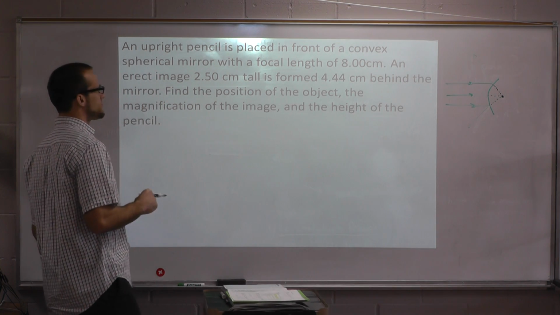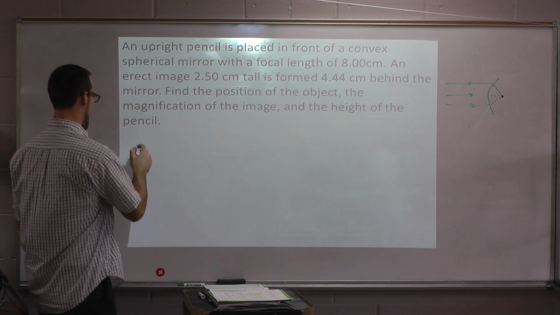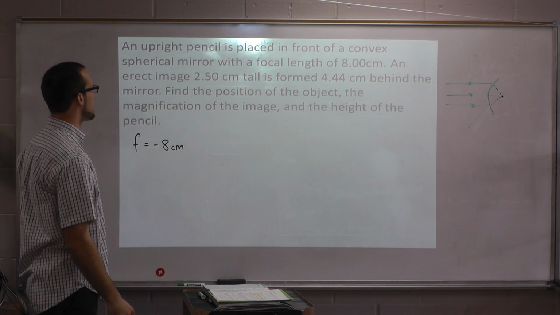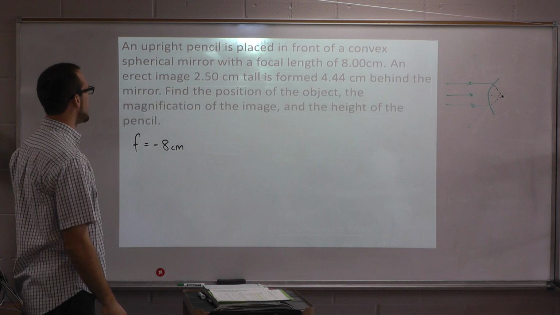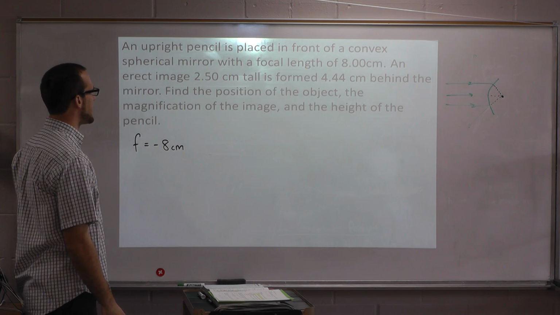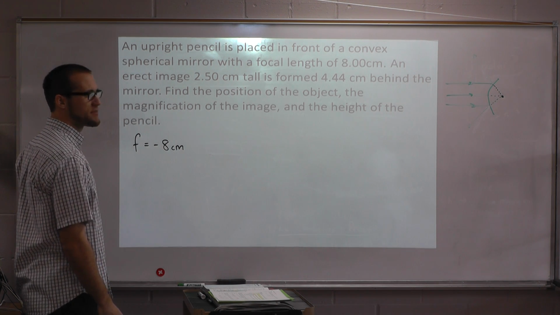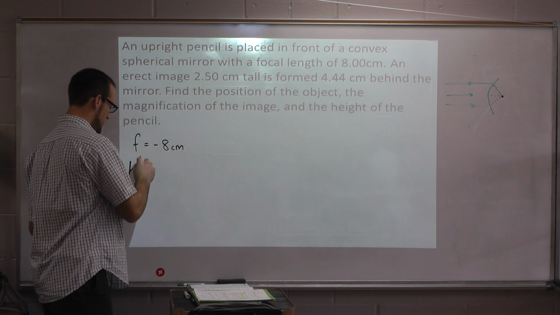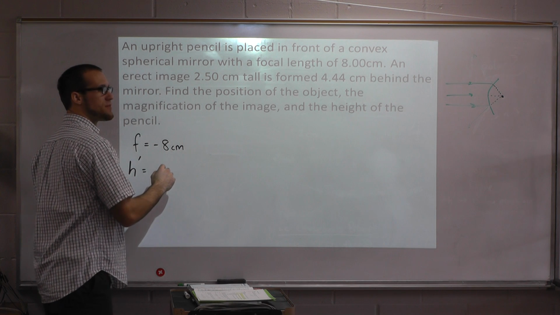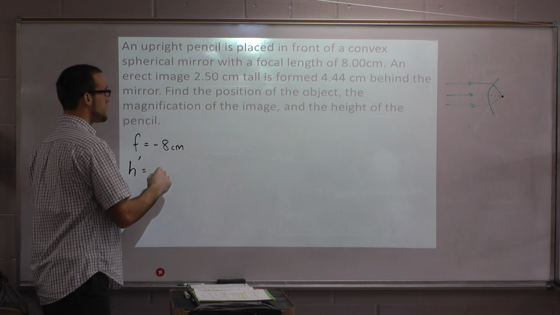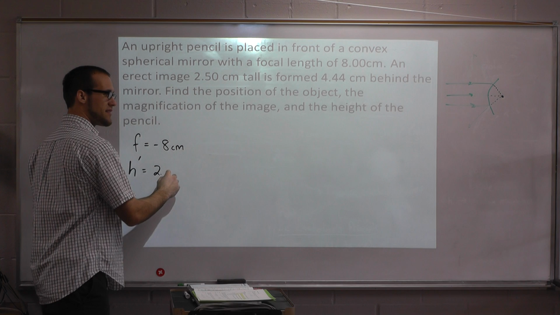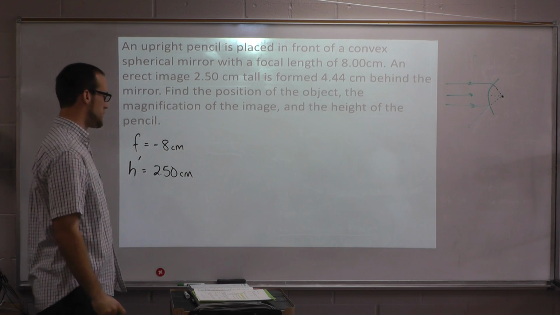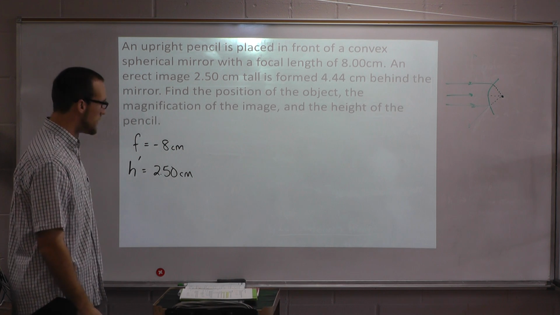Okay. An upright pencil is placed at a convex mirror with focal length, so it needs to be what? -8 centimeters. And an erect image 2.50 centimeters tall. Is that H prime or H? H prime. Why? Image is the prime, object is the not prime. You should have that. I know, but I'm going to write it on this page. Image is prime, object is without the prime.